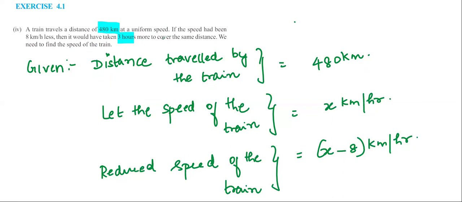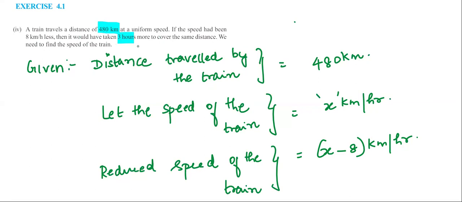The distance traveled by the train is 480 kilometers at a uniform speed. They didn't mention anything about the speed, so let the speed of the train be x kilometers per hour. If the speed had been 8 kilometers per hour less, that means they are reducing the speed. We are going to subtract 8 from the original speed, so x minus 8 will be the reduced speed.